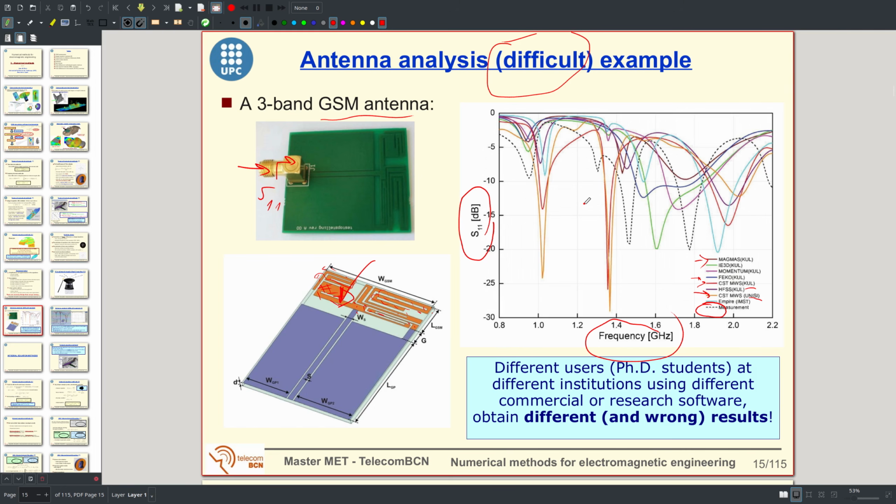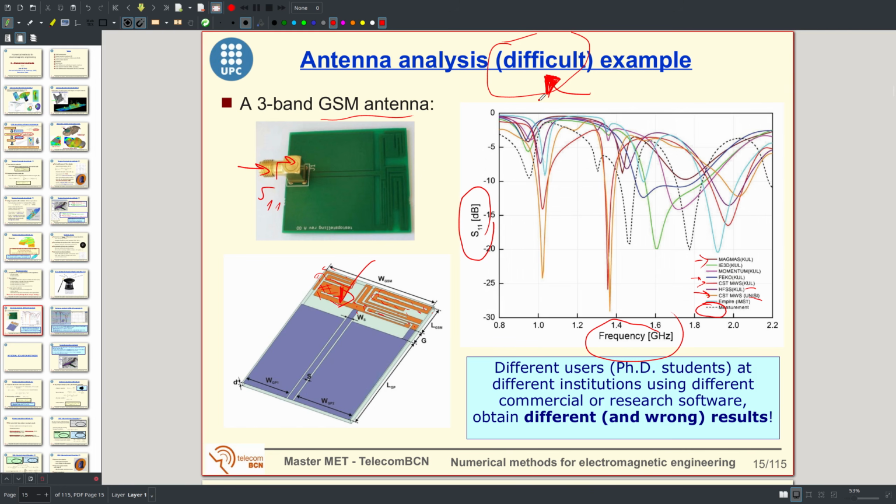So this just shows that it's difficult to make a correct computation, and the software of course is okay. There is no problem with the software. The problem is with the user that does not know how to properly model this antenna using the software. Of course, this example is very difficult. There are many examples that are easy, and you just set all parameters at default values, and you get a perfectly correct solution.